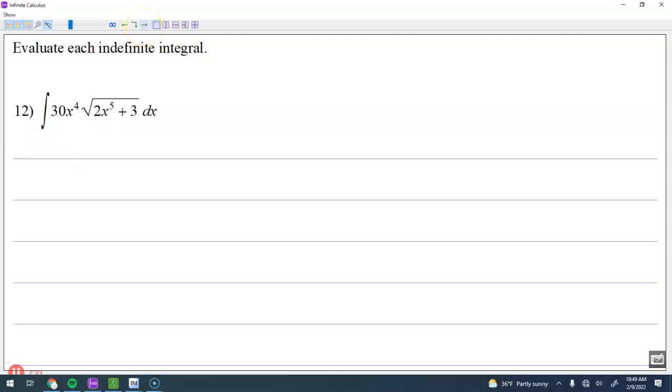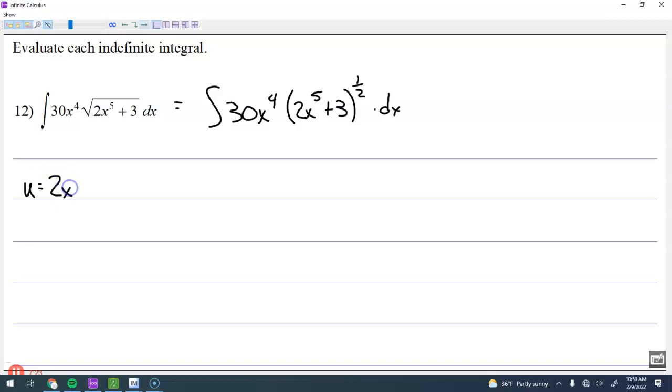Okay. So first of all, I would say we're just going to make it in powers instead of in radicals. So 2x to the fifth plus 3 to the 1/2 times dx. And then I set u equal to the little guy. So what is the little guy in this problem? 2x to the fifth plus 3. Then I'm going to take the derivative.